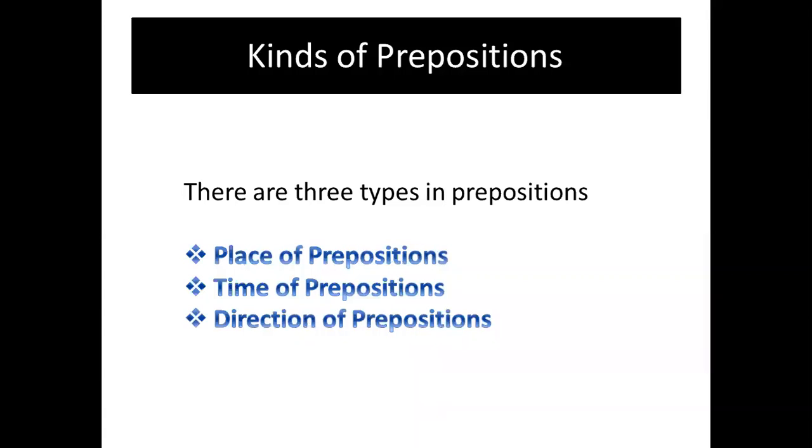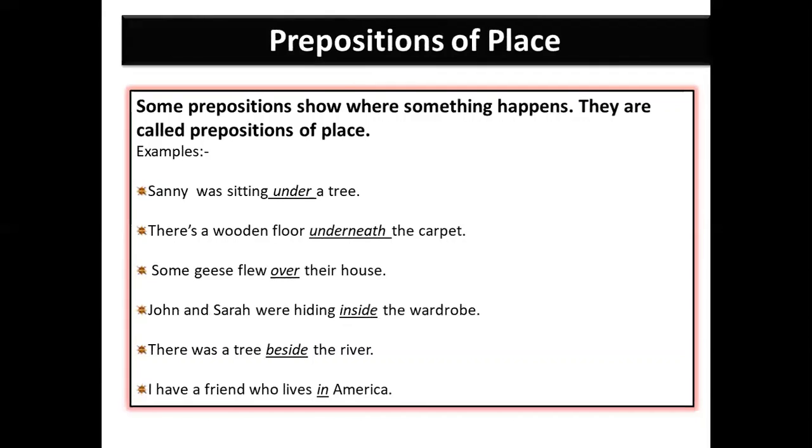Now, kinds of prepositions. There are three types of prepositions. First is prepositions of place, then prepositions of time and prepositions of direction. So the first one is preposition of place. Prepositions of place show where something happens. So they are called prepositions of place.